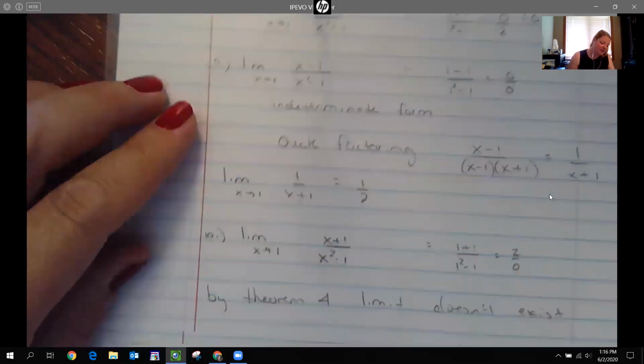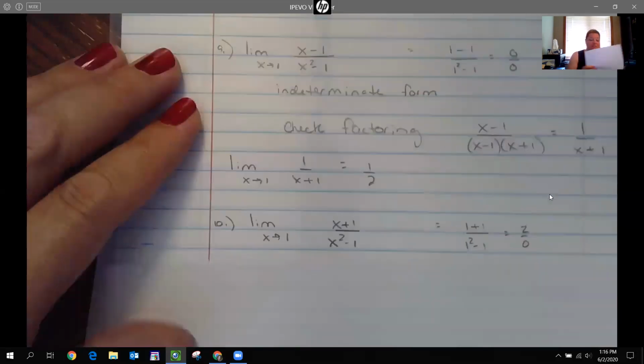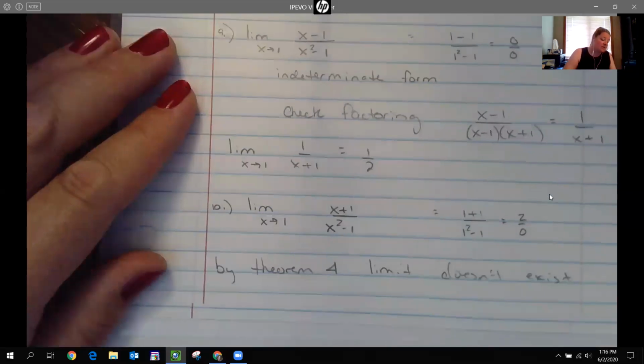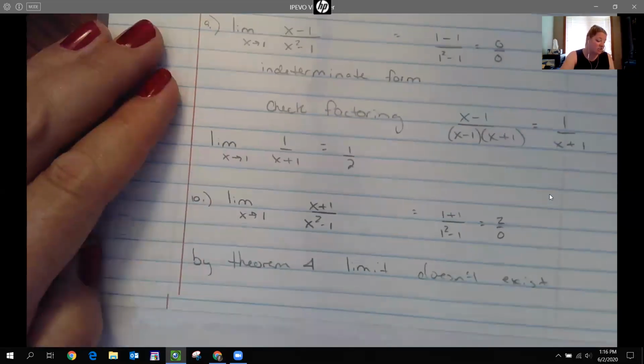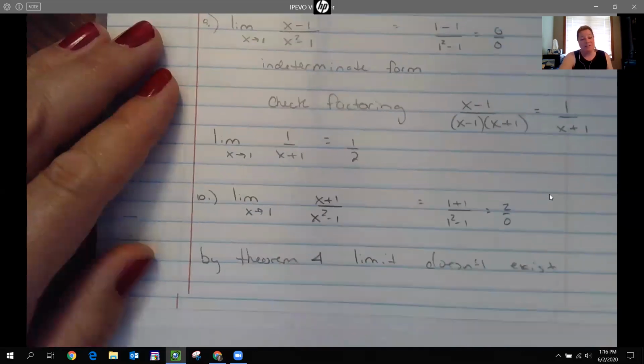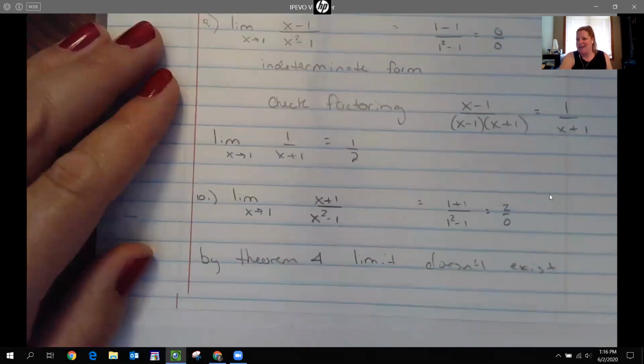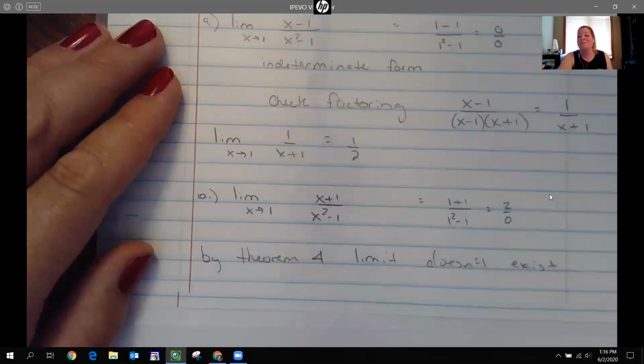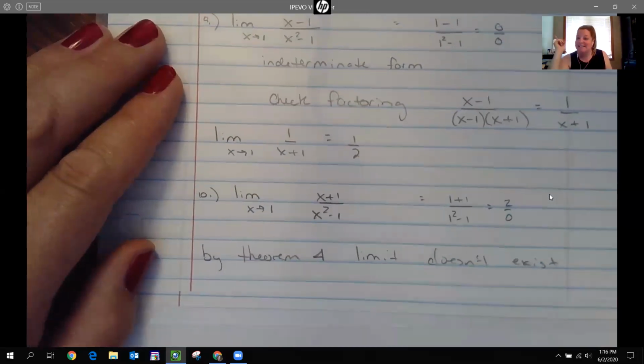Okay, so here's one where the limit just doesn't exist. So I wanted to show one of those. You put in the 1 value and I get 2 on top, but I get a 0 on the bottom. Not indeterminate. I don't need to factor and cancel. Well, I can factor and cancel, and I'm still going to have a 0 in the denominator. So this limit just doesn't exist.